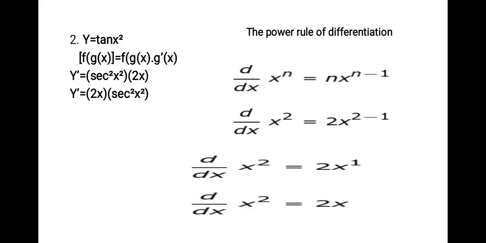The power rule of differentiation. d/dx of x to the power of n is equal to n x to the power of n minus 1. So d/dx x squared is equal to 2x to the power of 2 minus 1. d/dx x squared is equal to 2x to the power of 1. d/dx x squared is equal to 2x.